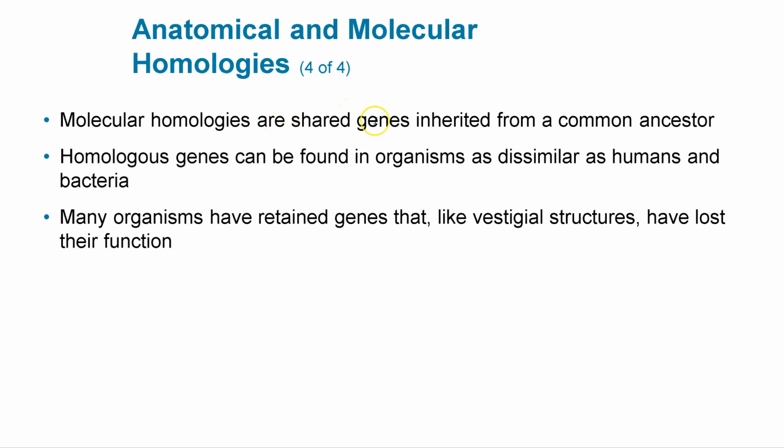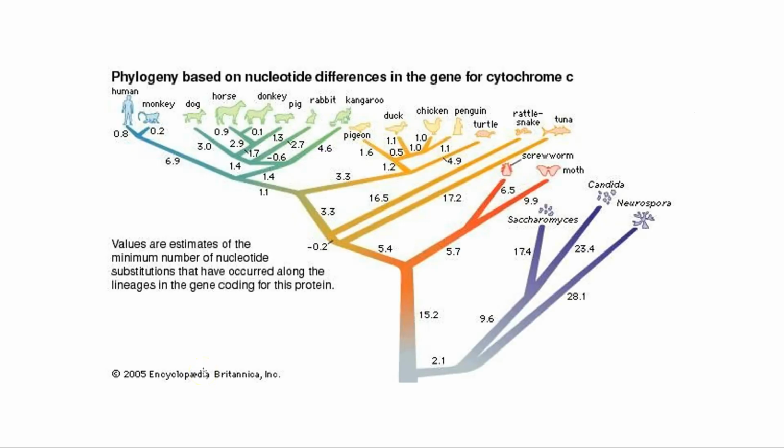Molecular homologies are shared genes. Homologous genes can be found in all organisms, even dissimilar ones. A famous one for this is cytochrome C, which is part of the electron transport chain in mitochondria. You can see they've built a related phylogenetic tree, from the Encyclopedia Britannica. Super exciting there. Cytochrome C, again, is a protein in the ETC. We don't have any differences between monkeys and humans, about one or so. Then we have accumulated 7 or more differences. You just keep adding and adding and adding.